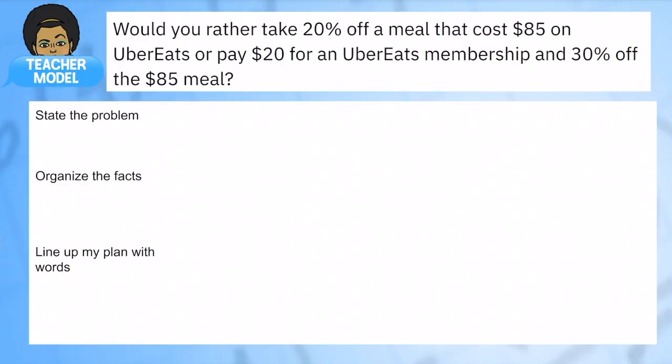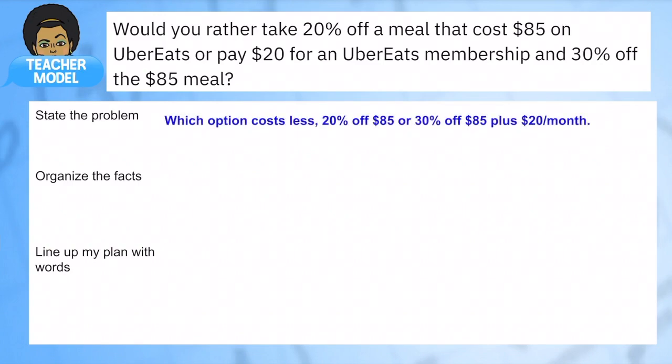Now, for this situation, we're just pretending it's this one meal. So we're not thinking about all the meals for the month. For just this one-time meal, which is the better option, which keeps more money in your pocket? So that's what we're going to look for. Is it better to have 20% off $85 or 30% off $85 plus the $20 a month?